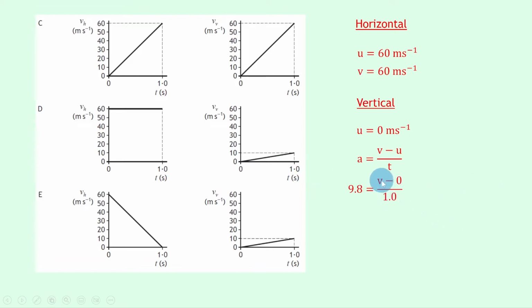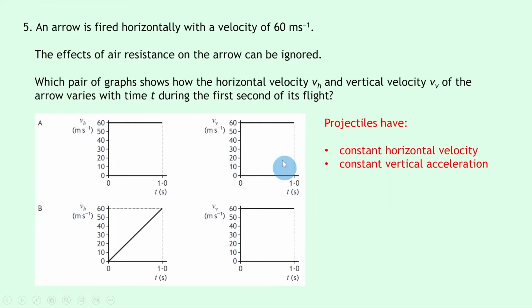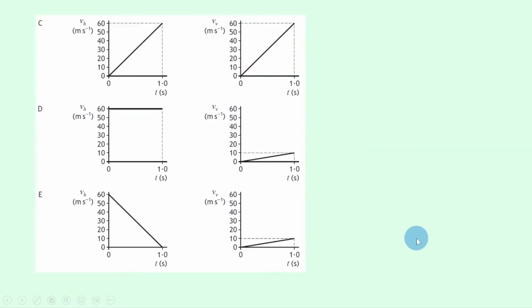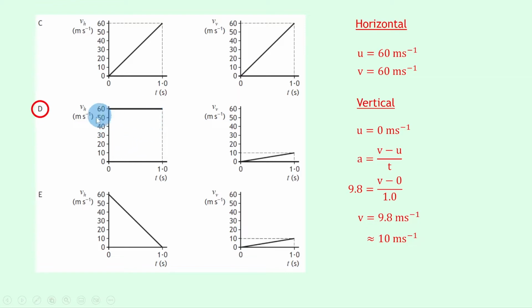So if we rearrange for v, we can cross multiply here to get 9.8 times 1, which gives us v equals 9.8 meters per second. And notice how this is roughly equal to 10 meters per second. So that means our final velocity in these graphs needs to be at 10 meters per second after the 1 second, which is shown by this graph here and this graph here. However, for options A and B, we saw constant vertical velocity here, so these are not going to be the correct options. The answer has got to be D, where we've got a constant horizontal velocity of 60 meters per second and a vertical velocity that increases up to a value of roughly 10 after the 1 second.